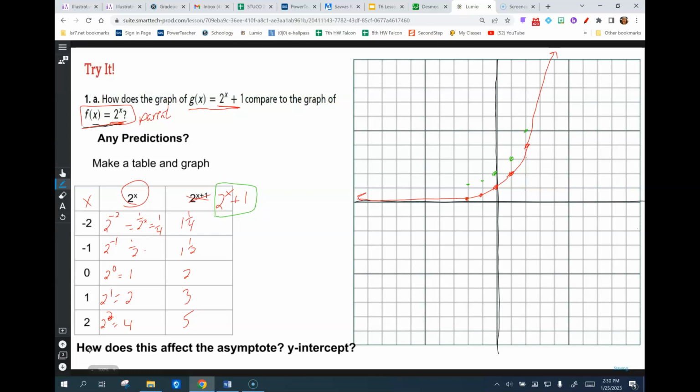Now you'll notice with this one, let's go back for just a second. If I'm looking at y equals 2 to the x, notice my asymptote is right here. That's going to be the x-axis, and that gives me y equals 0. That's my asymptote. Now if I look at this green one, when I go to graph it, what happens to my asymptote? That's right, it moves up 1. That's important, so pay attention to that. We'll talk about more of that in just a second. So this graph went a little too high on that one.